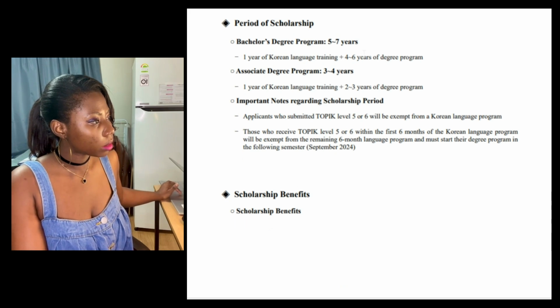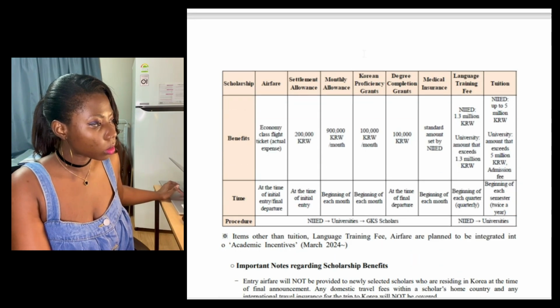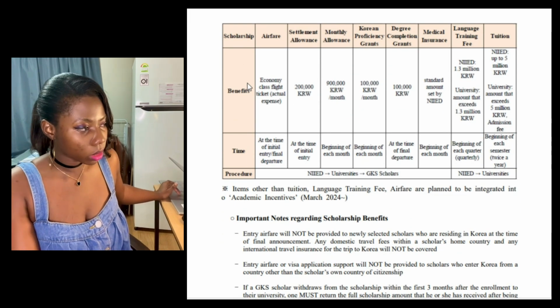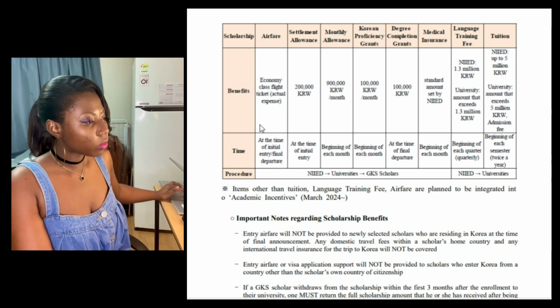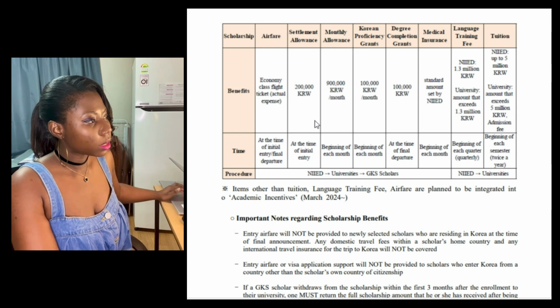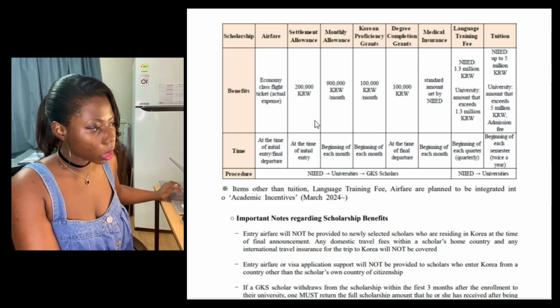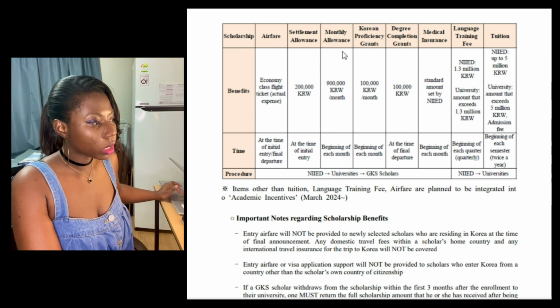Then here is just the application period for the scholarship. Now let's look at the benefits. The benefit is that you get an economy flight airfare, then a settlement allowance: when you reach Korea they're going to give you 200,000 Korean won at the initial time of entry.